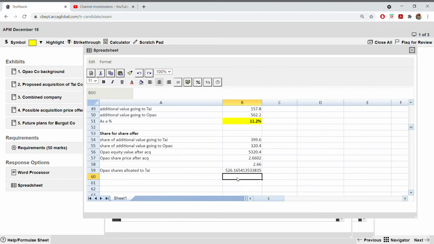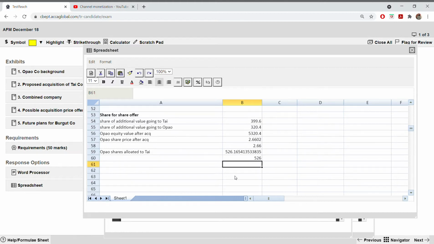Or you can even round it to a whole number. So round this, comma 0. Sorry, not that one. The cell I selected was wrong. Comma 0. 526 is the number of shares. Now, what is next?